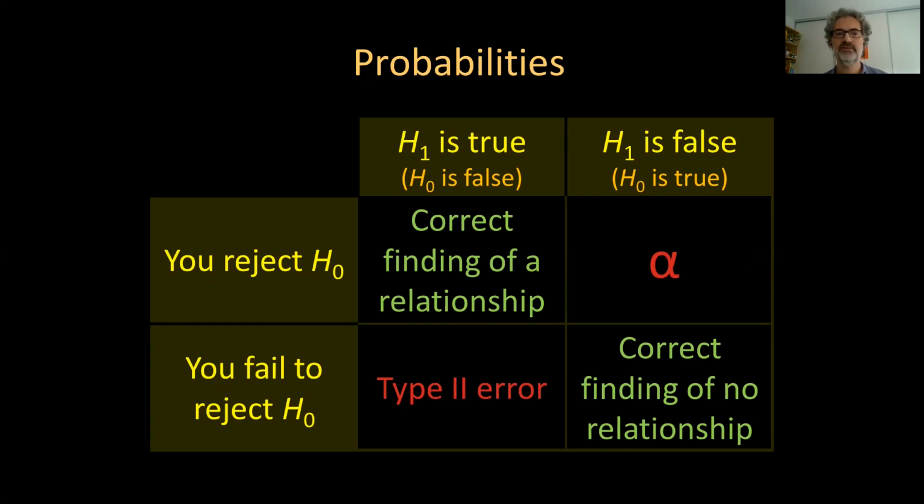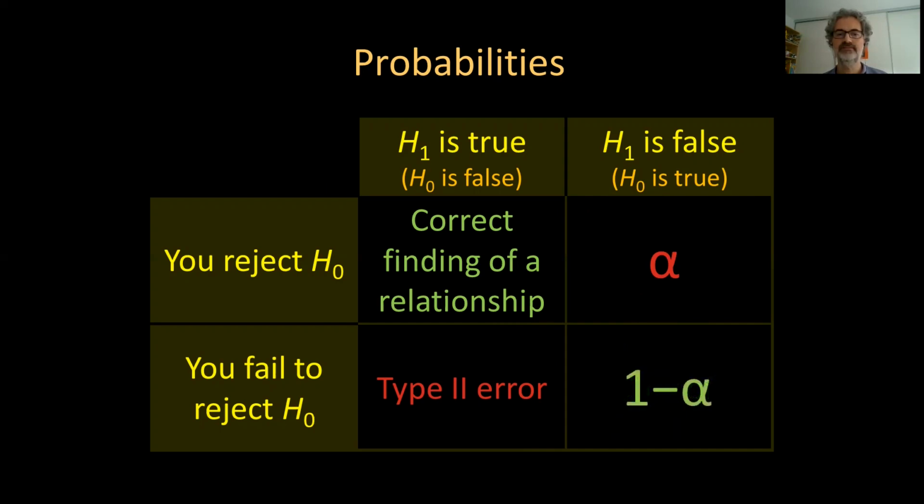Still being on this column, so still contingent on the null hypothesis being true, there are only two possibilities. Either you reject the null hypothesis, which is an error, a type 1 error, or you don't reject it, because the two probabilities must add up to 1. I mean, you will do something, either reject or not reject. The probability of correctly reporting no relationship is therefore 1 minus alpha, because 1 is the total probability.